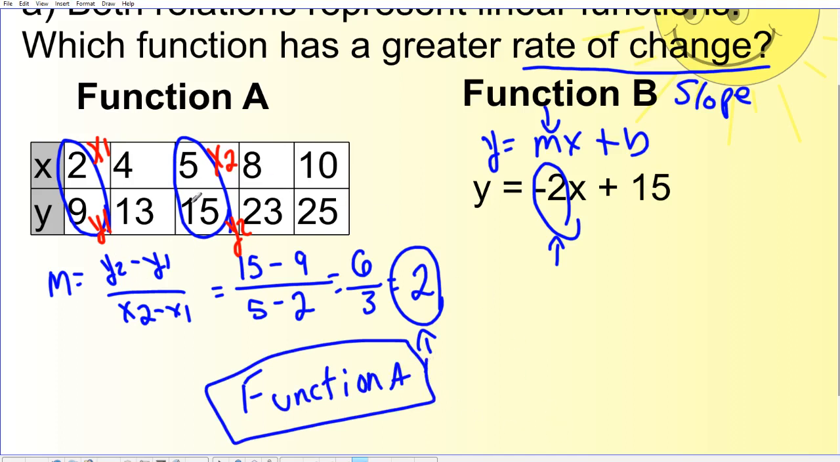I found the slope, which is rate of change. I compared the slopes. Function A had the bigger one.